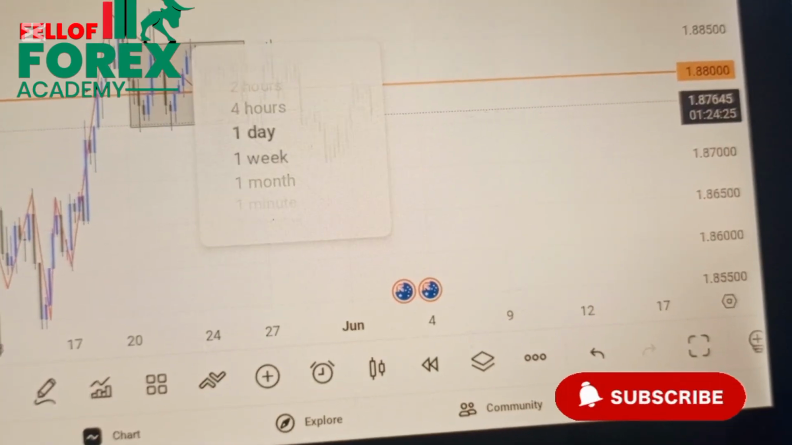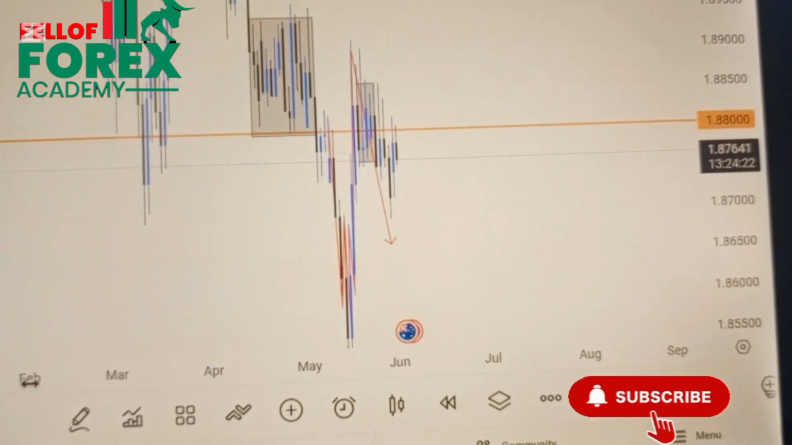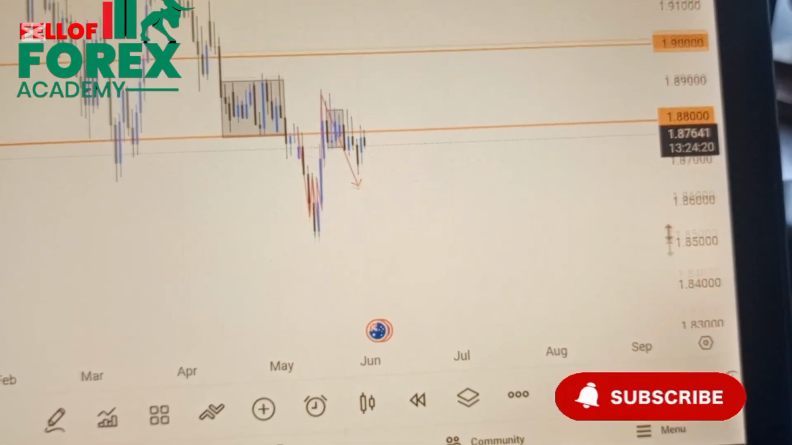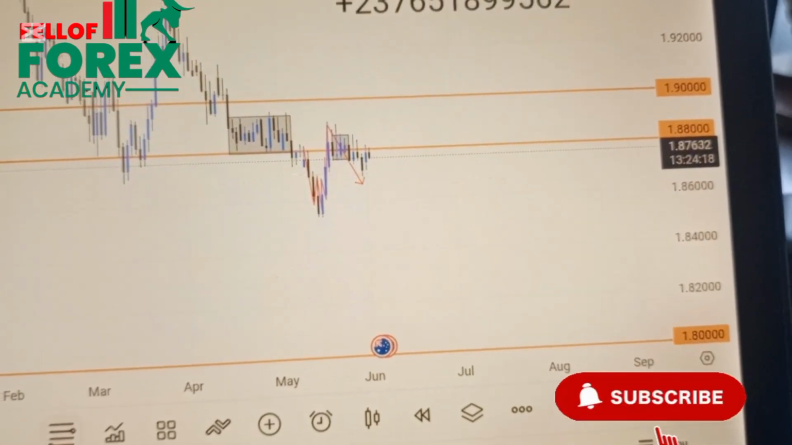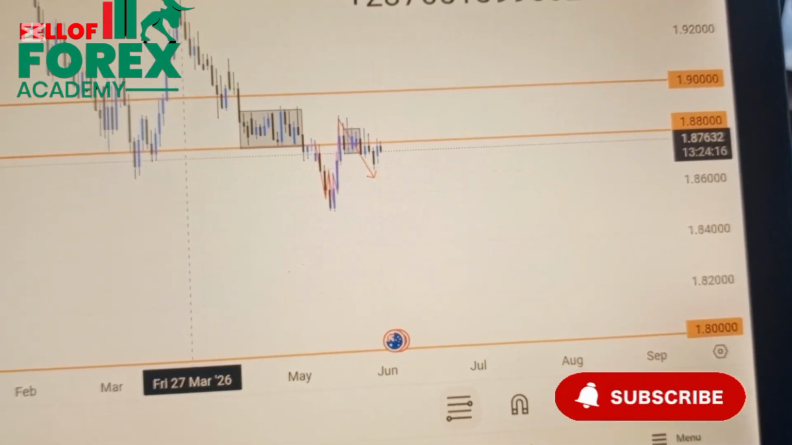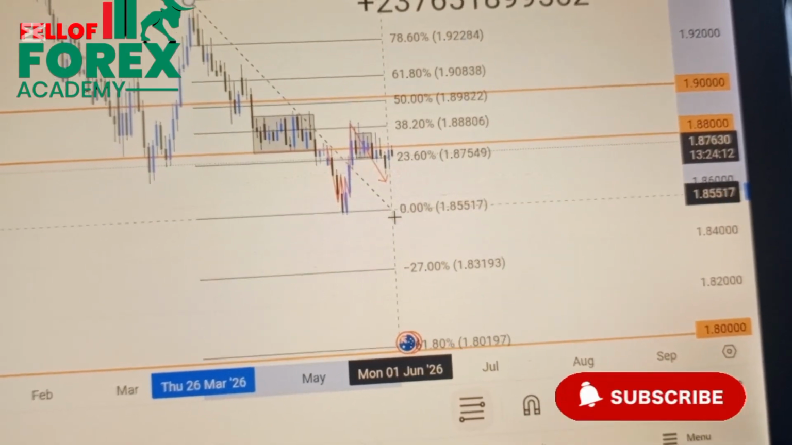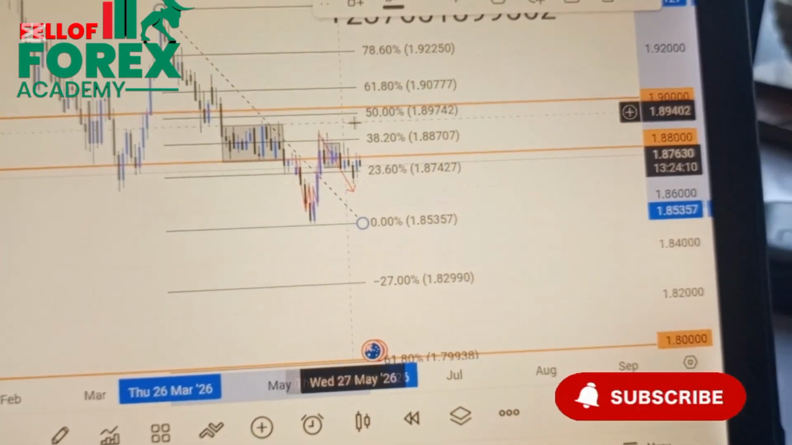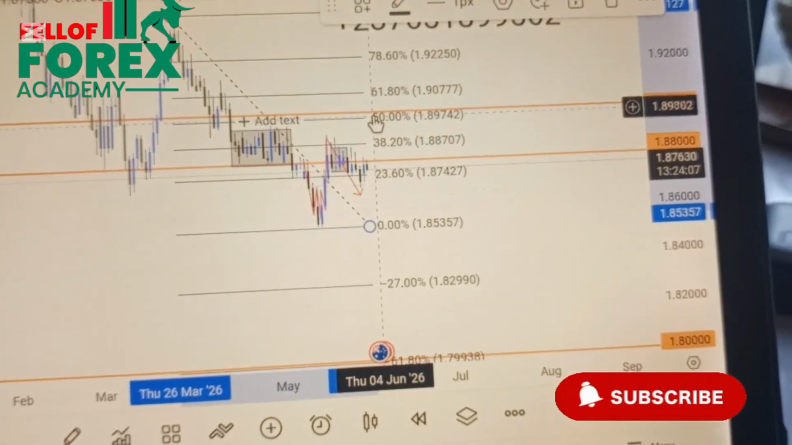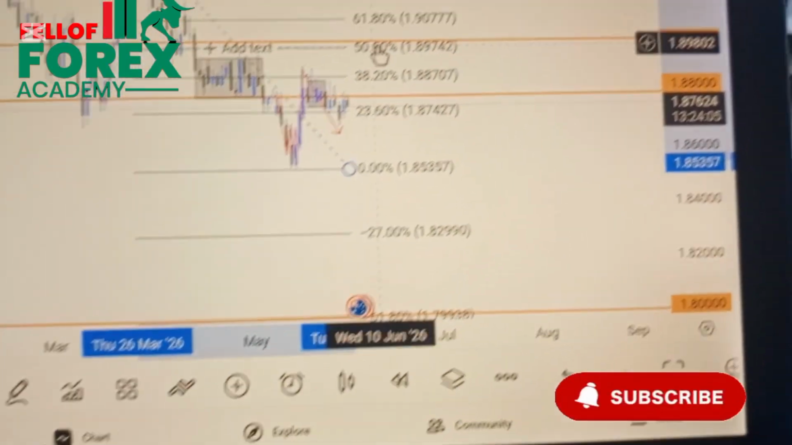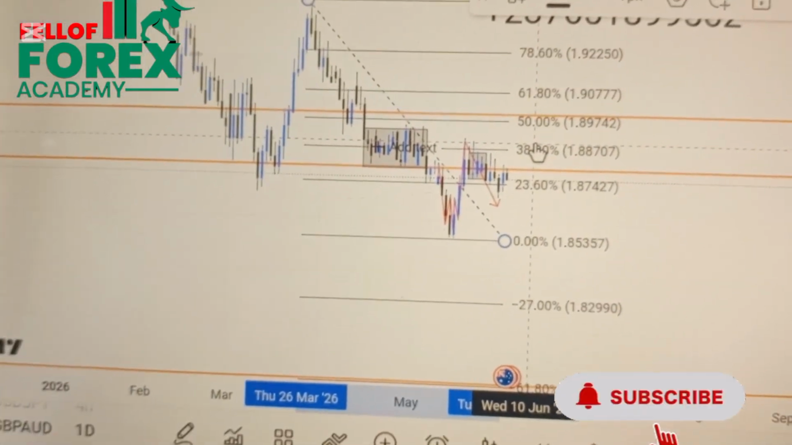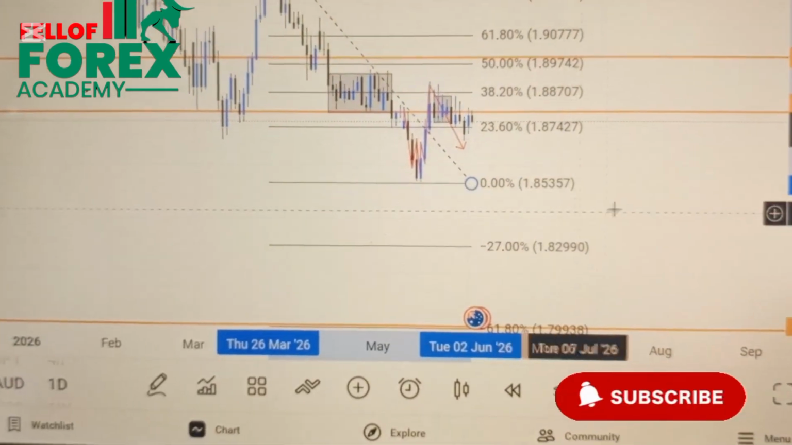Okay, so let me just take you back to the daily so that you should see exactly why I say we are expecting a deeper pullback. Look at what happened. This is the most recent swing high, swing low. Look at price has not gotten even up to 50%. So at least price should pull back to at least 50% for us to know that truly everything is intact.